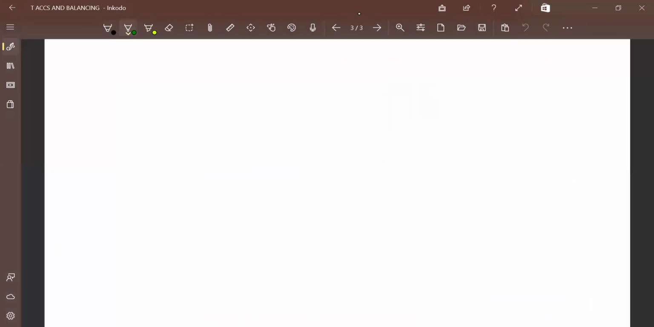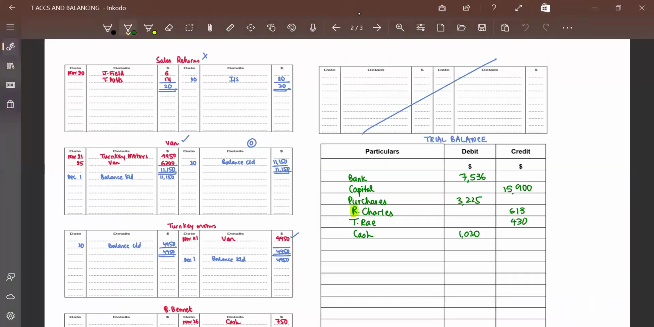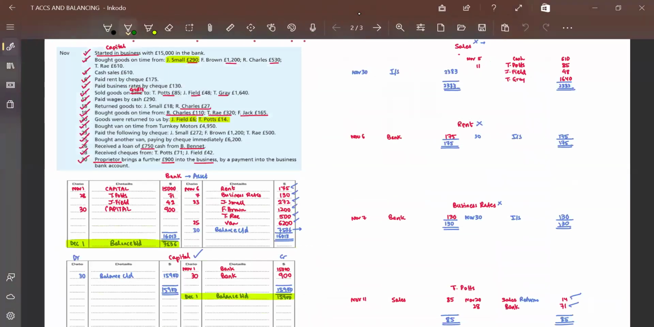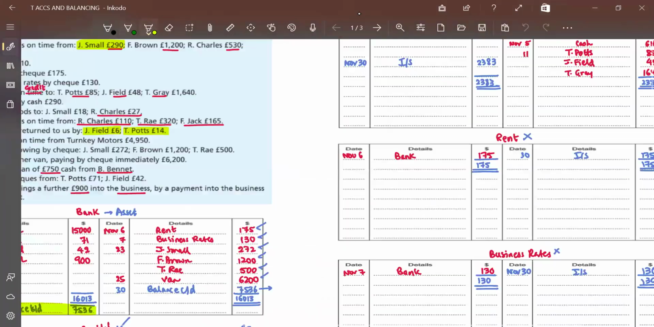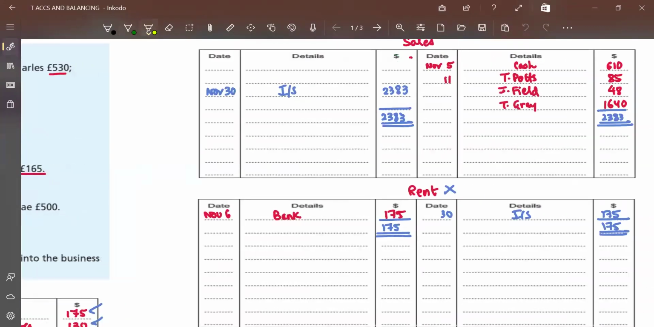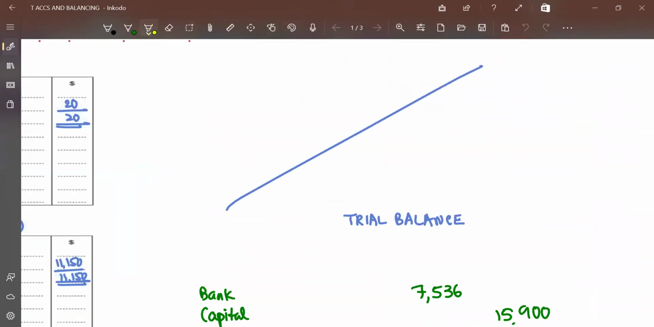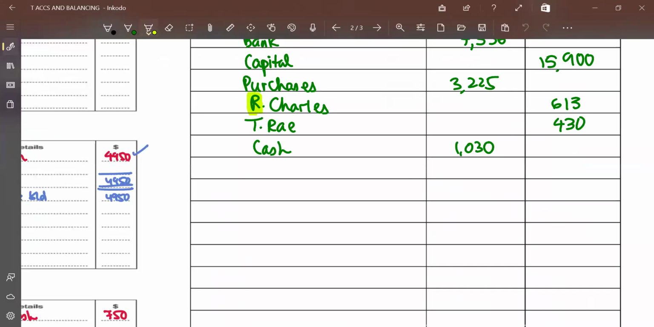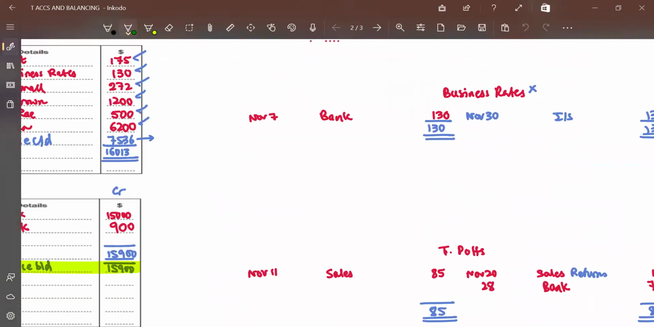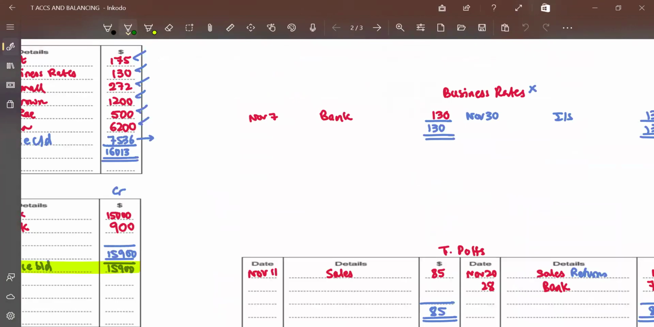The next T account is sales, and the balance of sales is always credited. Sales are always credited because these are incomes. The balance has to be 2383 on the credit side, because it's an income. The balances are not carried forward. However, incomes are always credited, and sales is 2383 on the credit side. Once you're done with sales, you move on to the next T account.